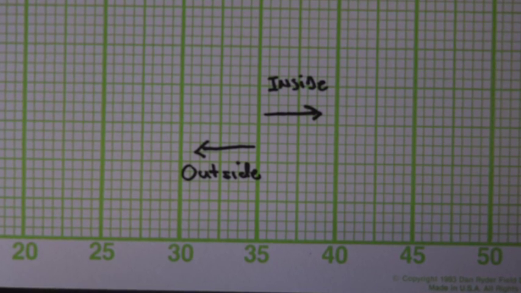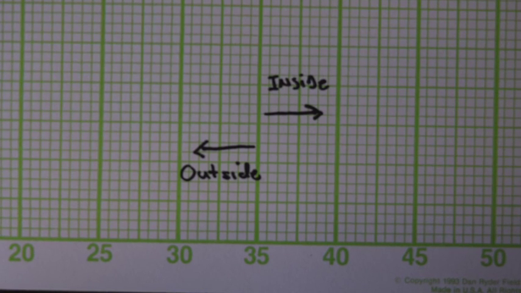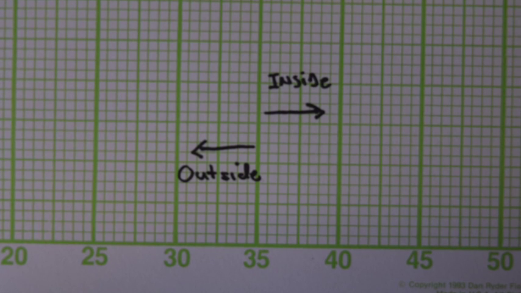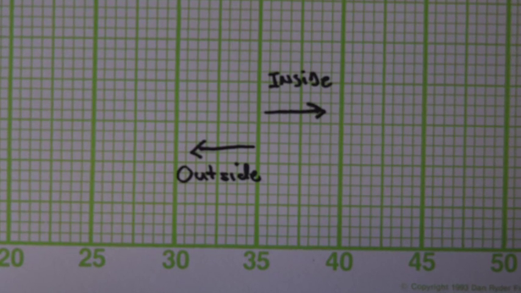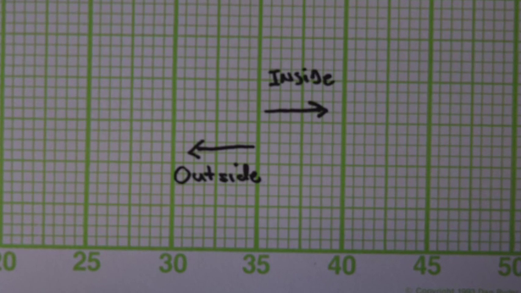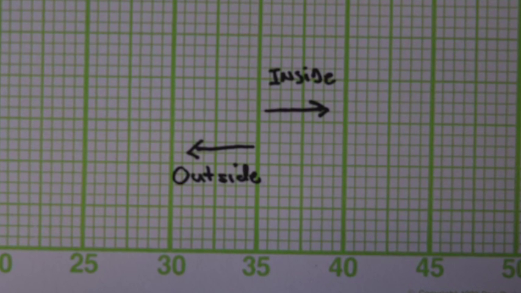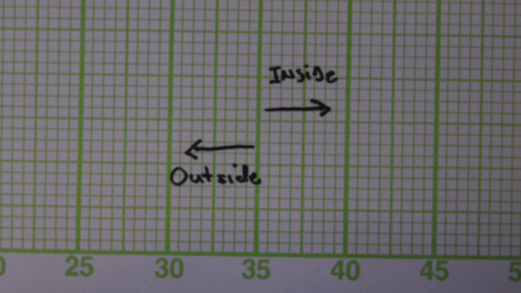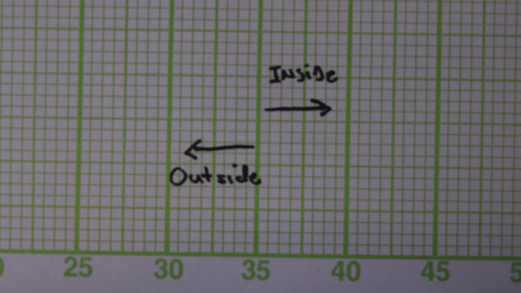The term outside is used whenever your spot is towards an end zone. 5 steps outside the right 45-yard line means 5 steps towards the end zone from that yard line. Inside refers to whenever your spot is towards the center of the field. 5 steps inside the right 45-yard line means 5 steps towards the center of the field from the 45-yard line.